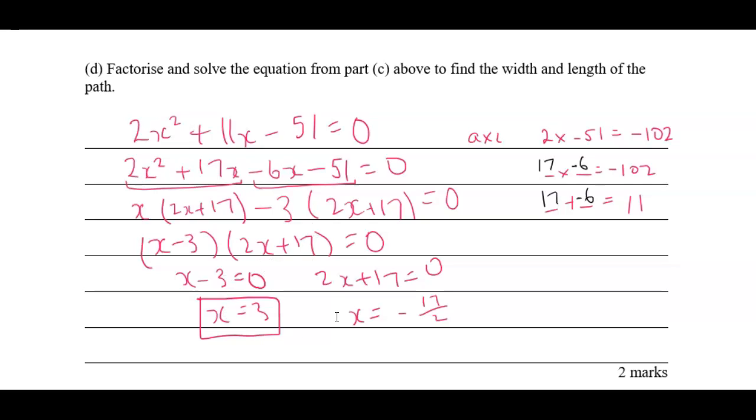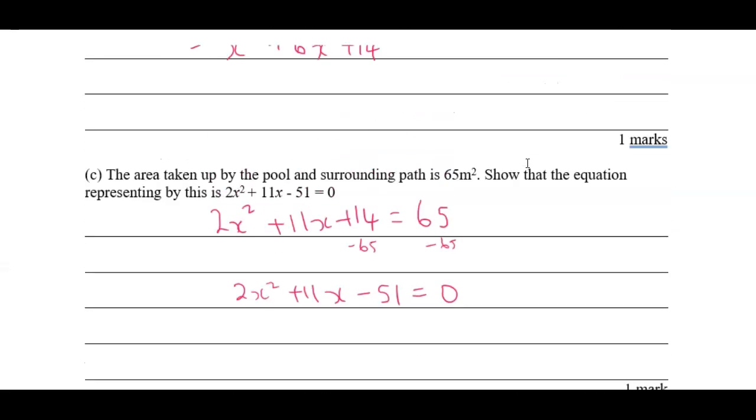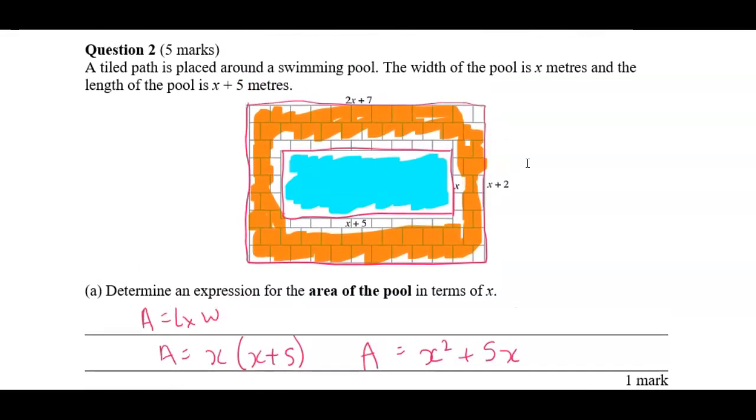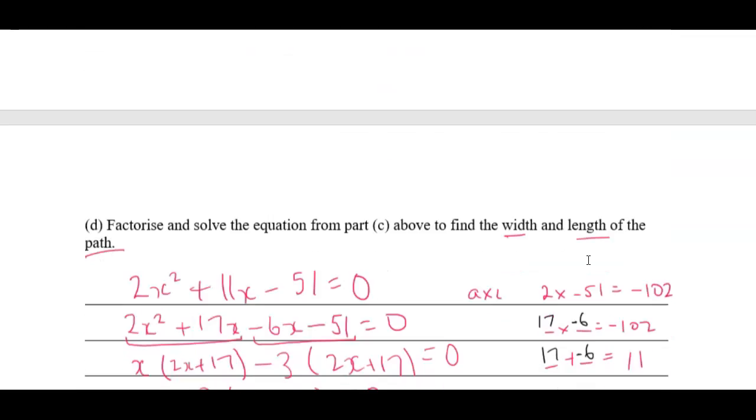So if you got to this point, that is awesome. That's probably getting you most of the marks, but make sure you read the whole question. You had to find the width and length of the path. Now, this question here, some people did this as the width, just going around, but it actually meant this outside part. So 2x plus 7 and x plus 2.